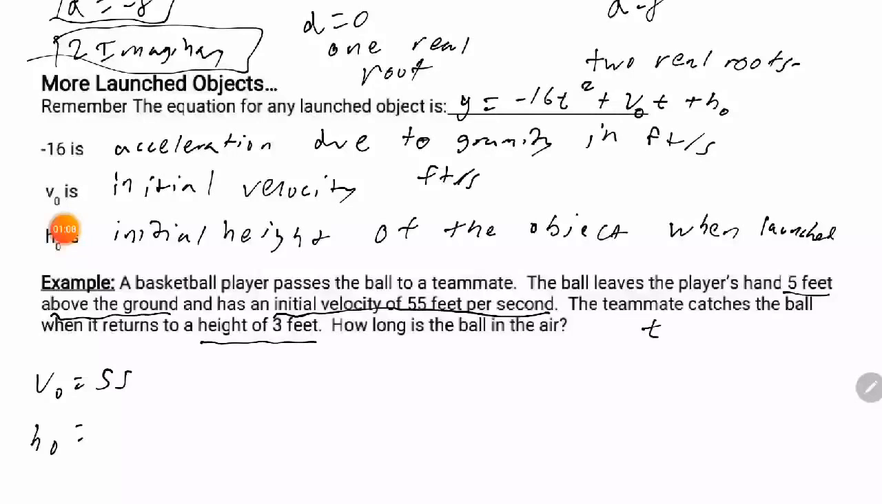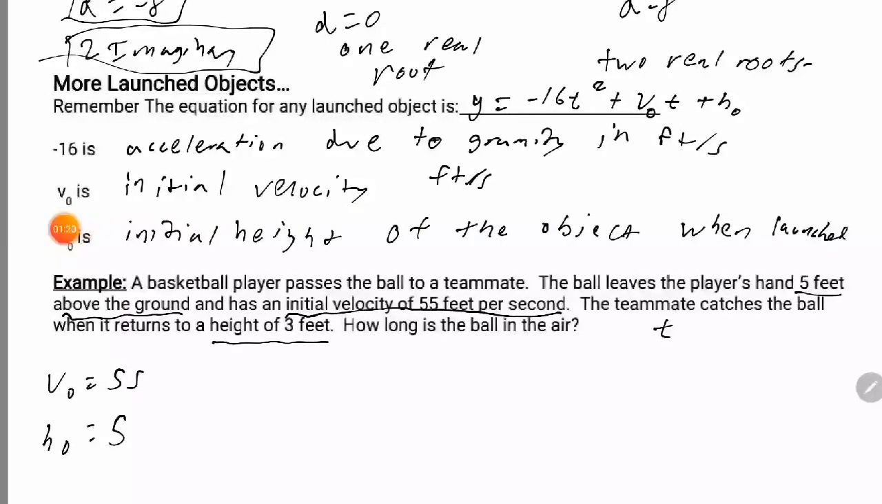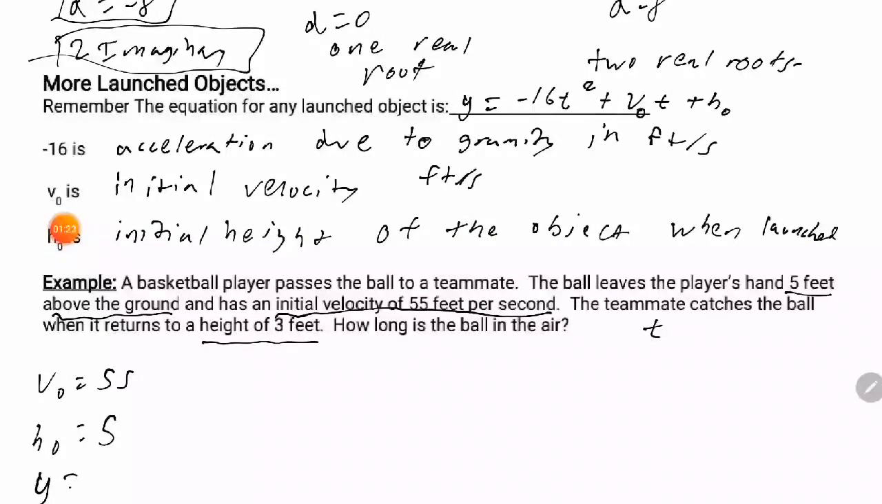Our initial height: the ball leaves the player's hand at 5 feet. And then the teammate catches the ball at a height of 3 feet. So this is actually your y value, because we want to know how long the ball stays in the air. So we're going to plug this into our formula up there: 3, our y, equals negative 16t squared plus v sub naught, which is 55t, plus 5.